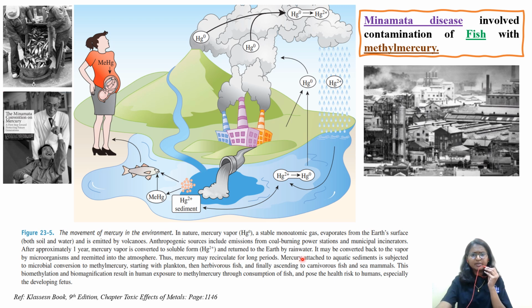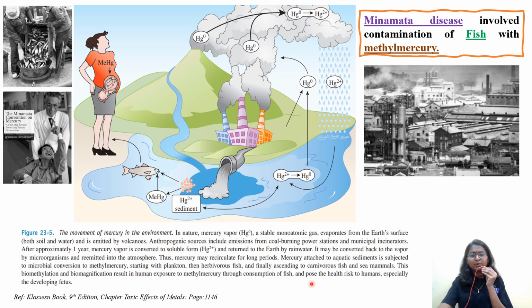It may be converted back to the vapor by microorganisms and re-emitted to the atmosphere. Thus, mercury may recirculate for long periods. So you have to understand, even after first exposure, there are certain chemicals which will remain in the environment for a long period of time. So mercury is also one such example.